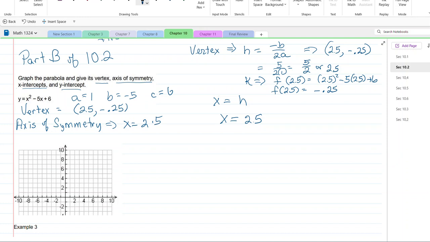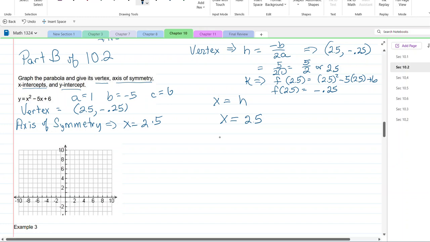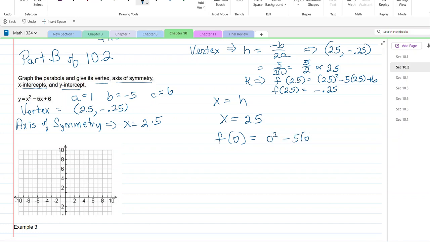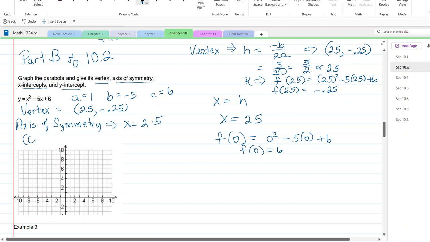And now I need my x and y intercepts. So we can do the y first because it's the easiest. So I want f of 0, x is 0. So I'm going to have 0 squared minus 5 times 0 plus 6. So f of 0 is 6. My ordered pair is (0, 6).